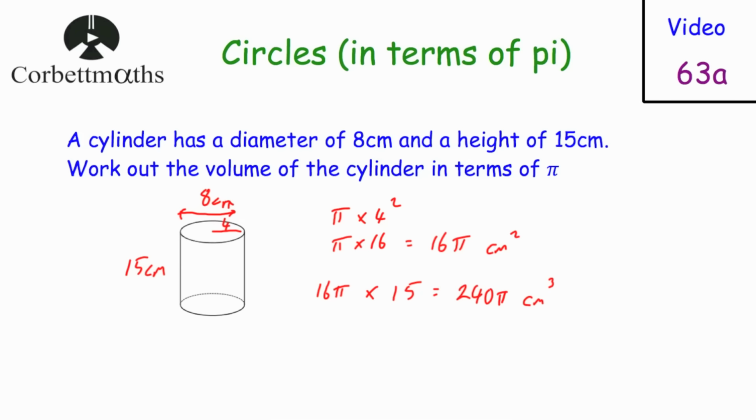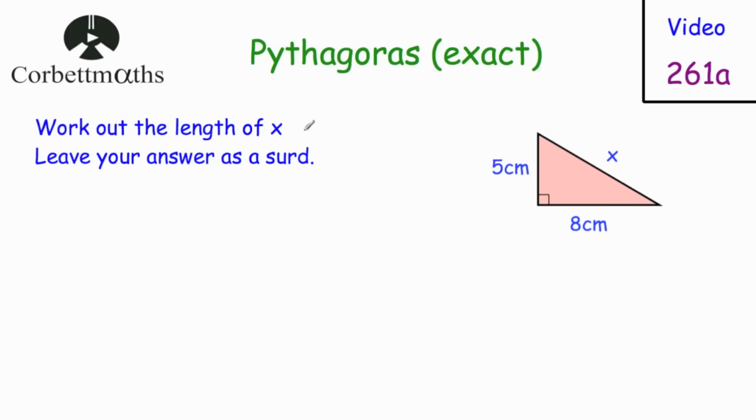Okay, let's have a look at our next topic, and this is still working exactly. So we're going to do a Pythagoras question, and we're going to leave our answer as a surd, and what that means is it's going to be a square root. So it's going to be a square root of something, but we're not actually going to work it out. So let's have a look at our question.